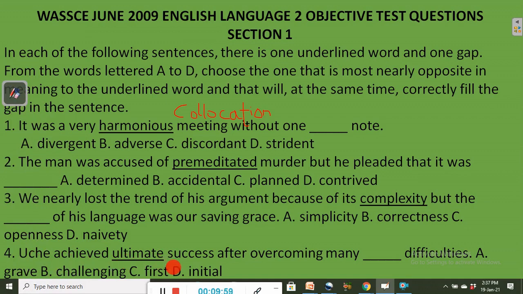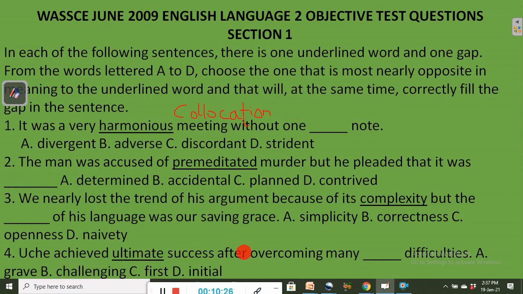Uche achieved ultimate success after overcoming many dash difficulties. Now, the word ultimate is something that happens at last, ultimate success. That's success at last, final, eventual, that's the meaning of ultimate.